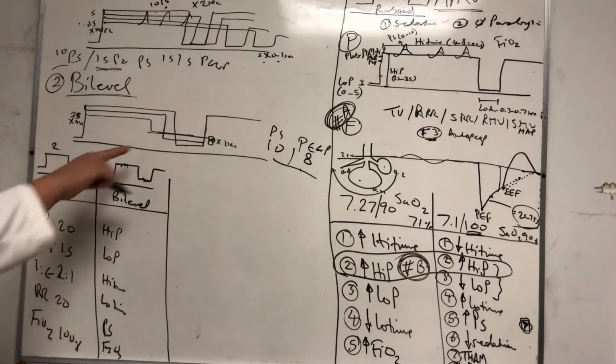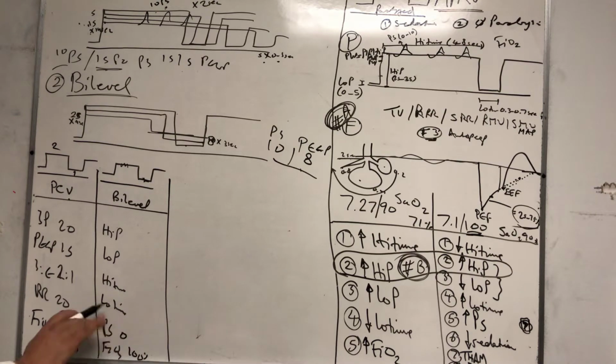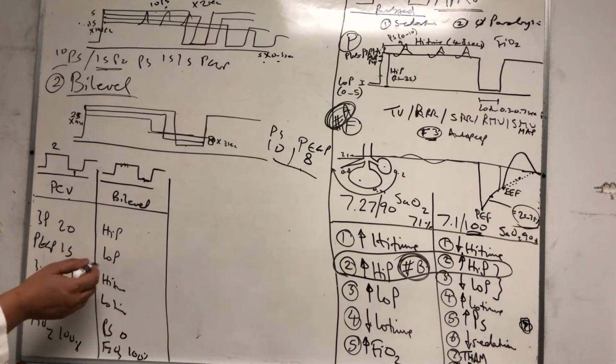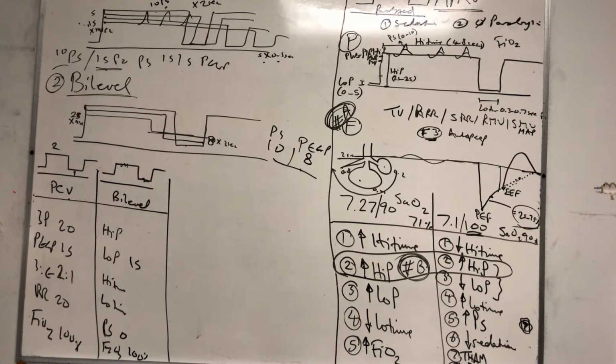So in bi-level, the low pressure is the low peak. So the first thing to do is the FiO2 of 100%. Okay, that's easy. Pressure support is 0 always. So we got 2 out of the 6. Low pressure is the PEEP. So how much? 15. What's the high pressure?